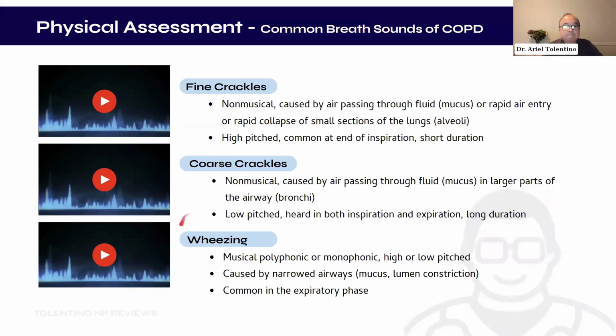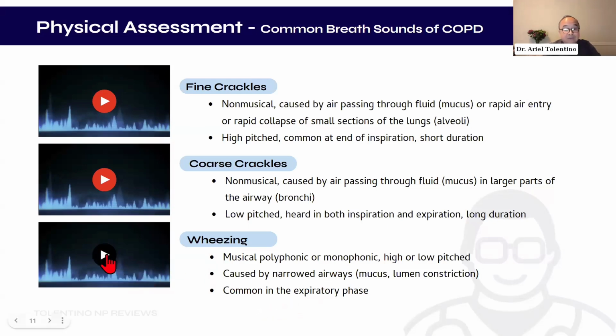Okay. Now we have wheezing. Now wheezing is a musical type of a breath sound. It could be musical polyphonic or monophonic, and it could be high or low. Now, this wheezing, of course, is due to the velocity of air that is passing through those narrowed airways. And of course, the caliber of those airways could be narrowed due to different reasons. It could be due to mucus, or it could be due to lumen constriction, due to inflammation, or bronchoconstriction. And this breath sound is common in the expiratory phase.